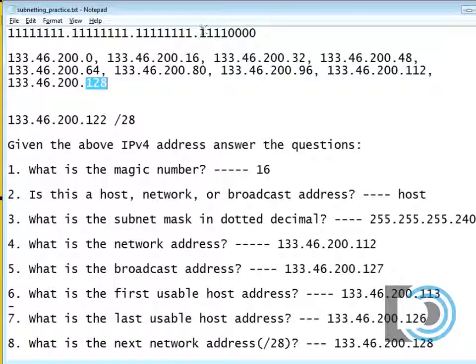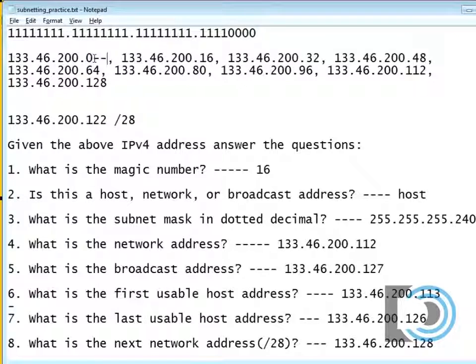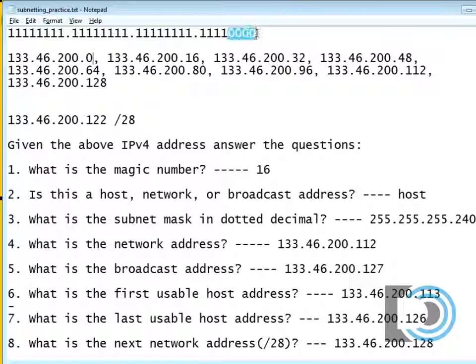Now, the other thing that's nice about the magic number is, if we're talking about the last octet, the magic number also tells us how many hosts are in each network. And you can see that each network has, let's see, this one's 0 to what? 0 to 15. Each network has 16 hosts. Why? Well, that's easy. How many zeros are there? There's 4 zeros. 2 to the 4th power is 16, the 16 hosts.